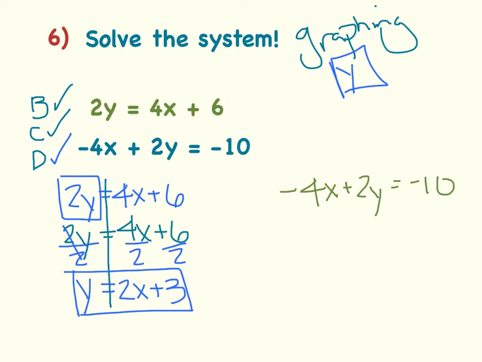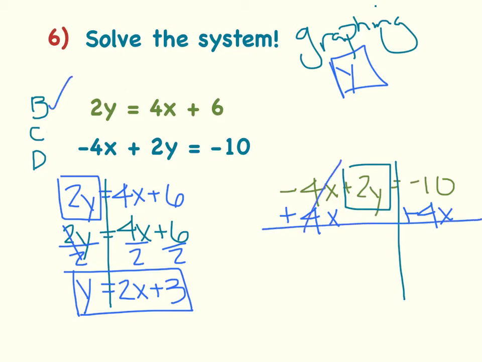Let's go work out the second equation. Same thing. First, I box my variable. Let me erase my check marks over here on my BCD. Okay, so first thing I do is box the variable, which is a positive 2y. This time I'm going to cancel a negative 4x by adding 4x.